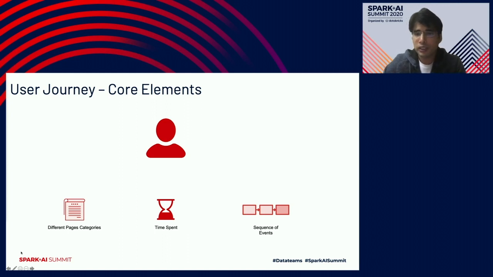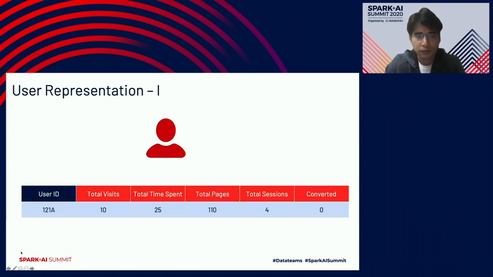So if I want to simply represent my journey over those days when I was exploring different options to buy a car, I could represent it in terms of user information, like how many visits I've made to a particular website, how much total time was spent, how many different pages I've visited, how many total sessions I've been part of, and eventually the target variable, that is whether I actually booked a test drive or actually bought a car or not, right? So this is a simple way of representing a user journey in layman terms.